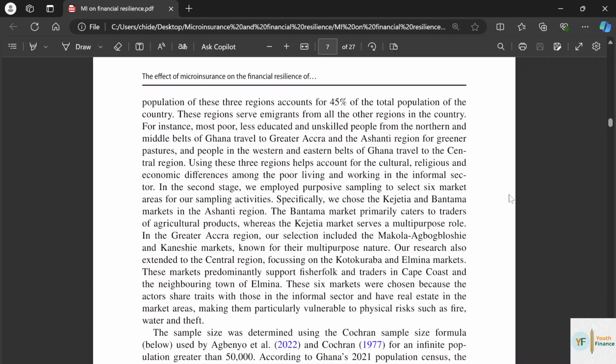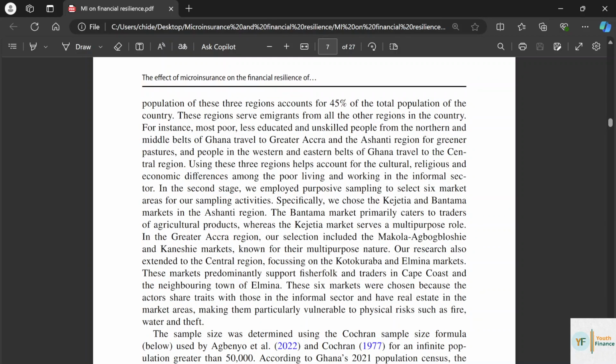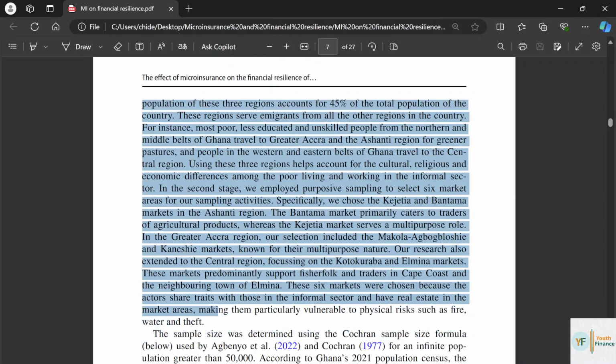Okay, so we are here. And choosing those regions also helps account for the cultural, religious, and economic differences among the poor living and working in the informal sector. So now in the second stage, we chose 2 markets from each of the 3 regions.